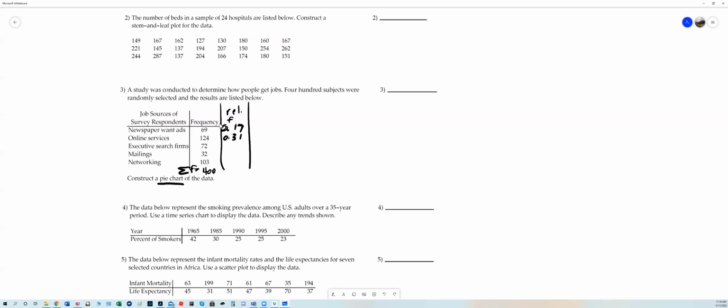0.18. So glad I did 2 decimal places at the beginning. And the next one is 32 divided by 400, right? 0.08. And the last one, 103 divided by 400. It's 0.2575. So 0.26. Do we agree? Yeah, rounded.